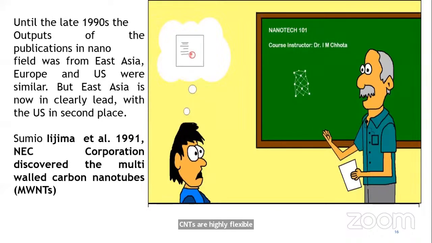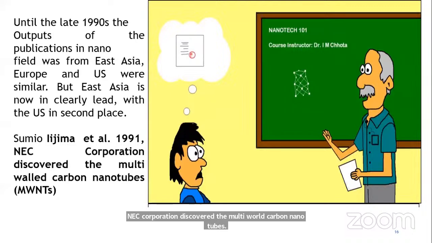Now, until the late 1990s, the output of publications in the nano field from East Asia, Europe, and the US were similar. But East Asia is now in clear lead with the US in second place. Professor Sumio Iijima et al. in 1991 from NEC Corporation discovered the multi-walled carbon nanotubes.